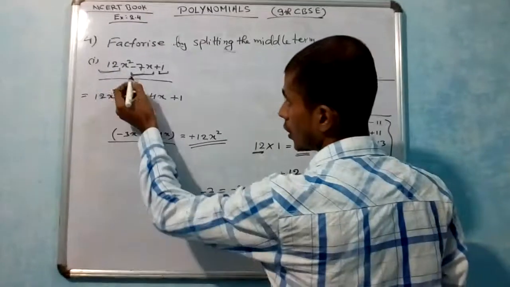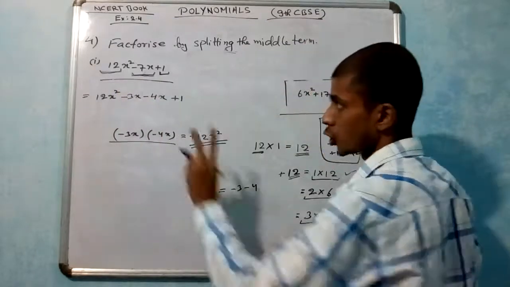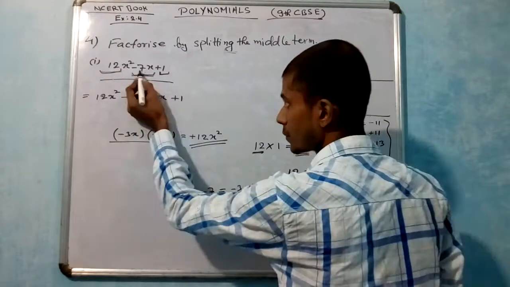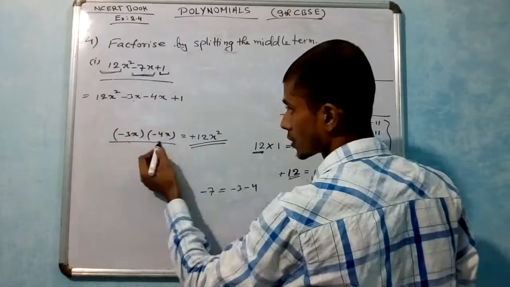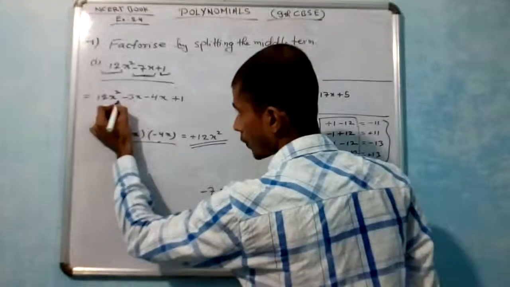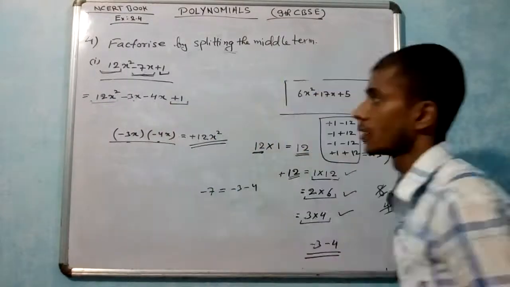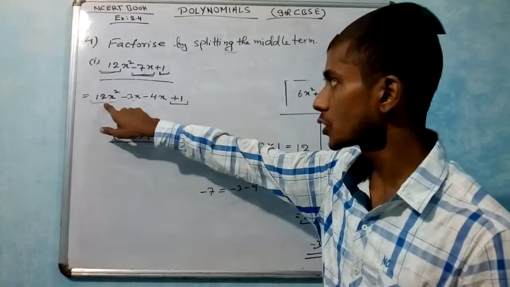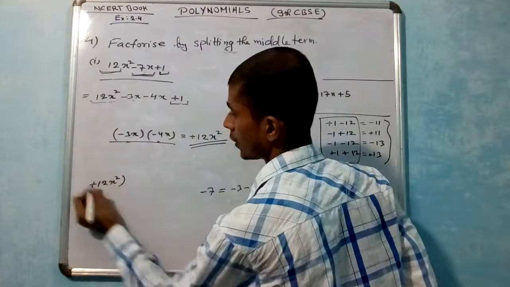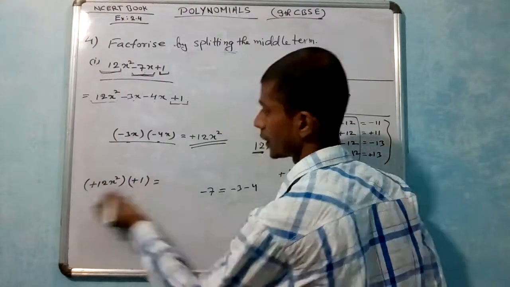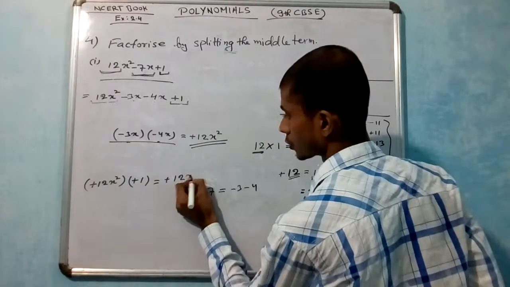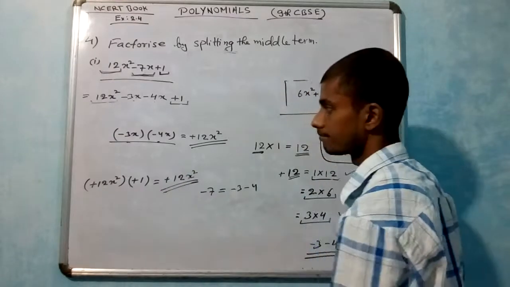12x square. What I told: the middle term should be split in two terms such that their addition or subtraction must be equal to the middle term and their product must be equal to the product of the first term and the last term. Multiply the first term, plus 12x square, into plus 1. Plus into plus, plus. 12 into 1, 12. x square, nothing, 1, so x square. Understanding what I am telling?